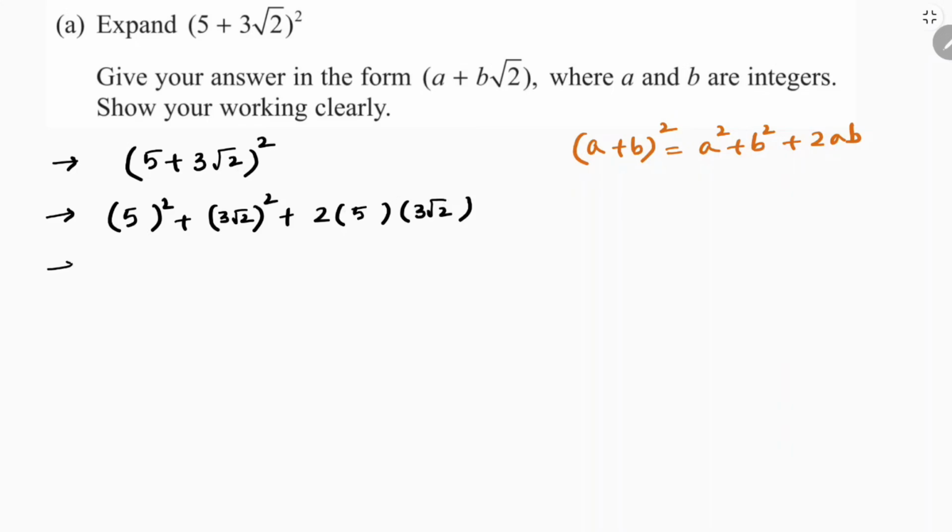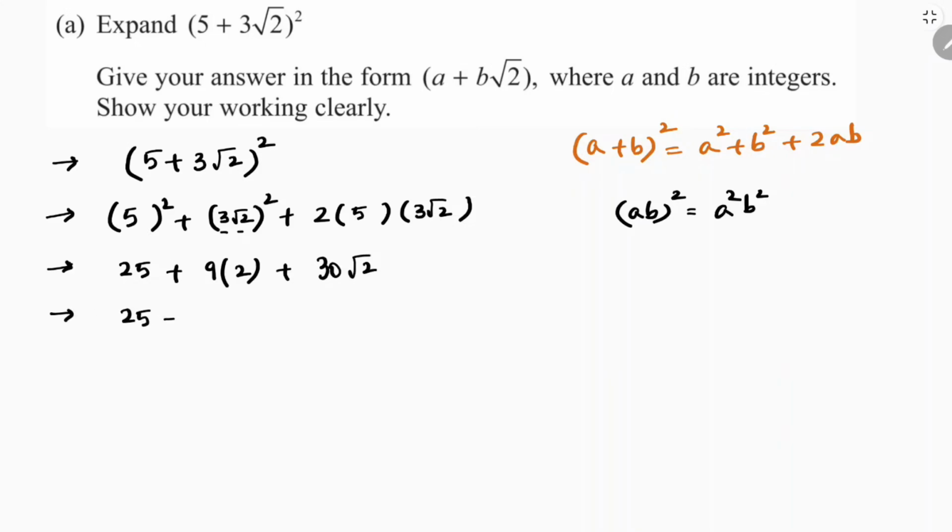Now 5² is 25. Then (3√2)²: the square applies to both 3 and √2, like (ab)², which is nothing but a² b². So 3² is 9, and (√2)² is 2. And then 2 into 5 into 3√2: the rational parts are 2 times 5, 10, and 10 times 3, 30, so 30√2.